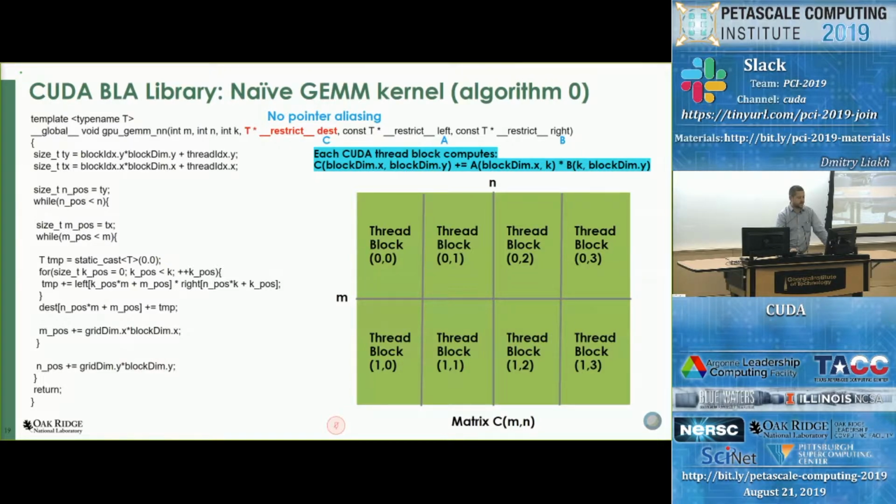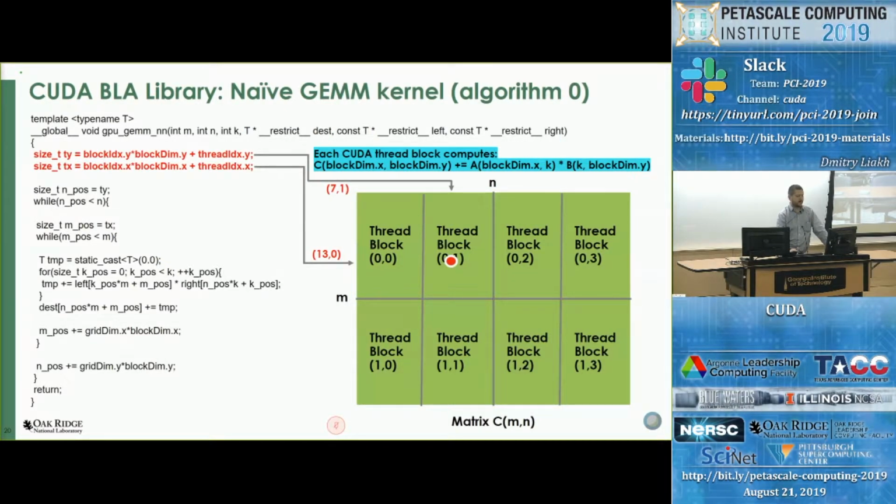Then here the brute force algorithm essentially takes matrix C, which has m rows and n columns, and it splits, decomposes the matrix C into individual tiles of some row dimension and column dimension, and each tile is computed by a separate block of threads. So this is just the basic implementation of GEMM algorithm.